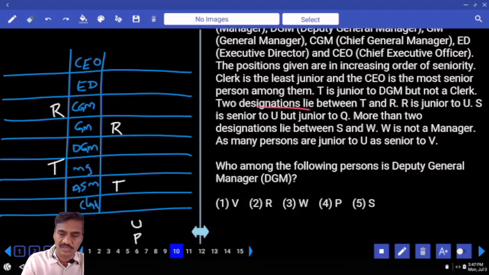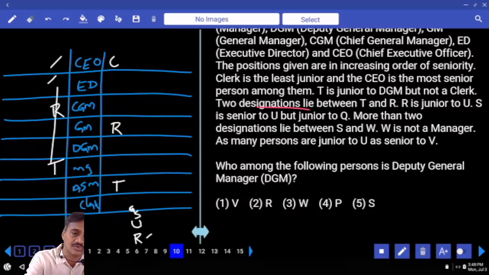Where is this R? R is junior to you. S is senior to you but junior to Q, isn't it? And the order is Q, S, U, R. Now Q, S, U, R, and before this S, before this R we need to have at least 3 persons. Now here this case is not possible because there are only 2 persons. Hence Q, S and U will be here.